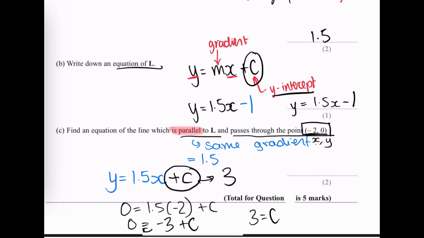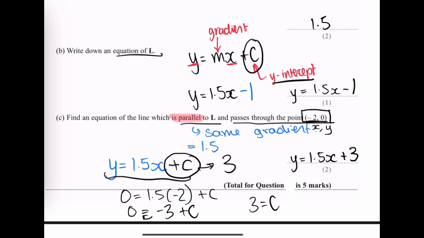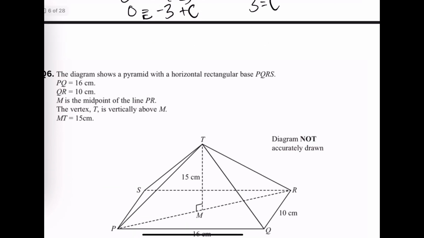So we go back to the original format of the equation. We'll do y equals 1.5x plus 3. And that is the answer. So here, if you do find out that the y-intercept is negative, it overtakes what the plus was.